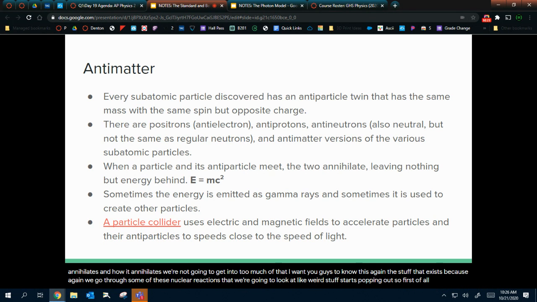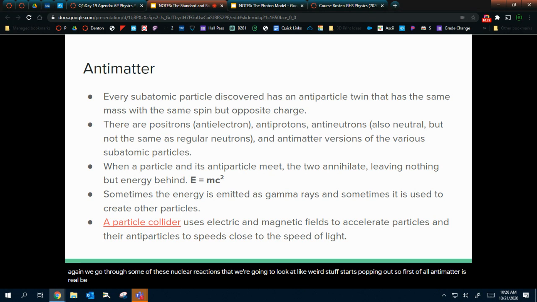So first of all, antimatter is real. We've created it in a lab. So we've definitely done the turning matter to energy part. I think most people know about that one. But a lot of people don't realize that we've gone the other direction as well. We've taken energy and created matter.